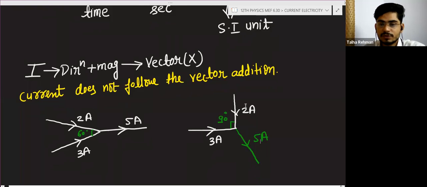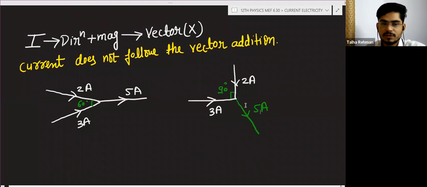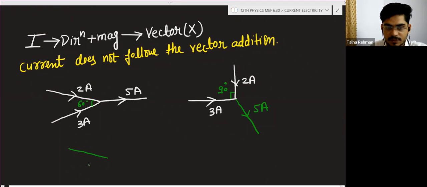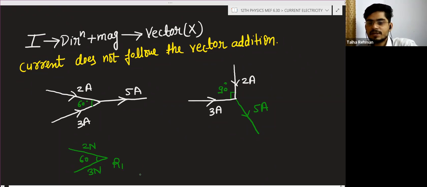This is not true for the force. If two forces are like this, suppose here is 2 Newton, here is 3 Newton, and the angle between these forces is 60 degree, then the resultant of this will be something different. You can calculate the formula of resultant for the vector addition.